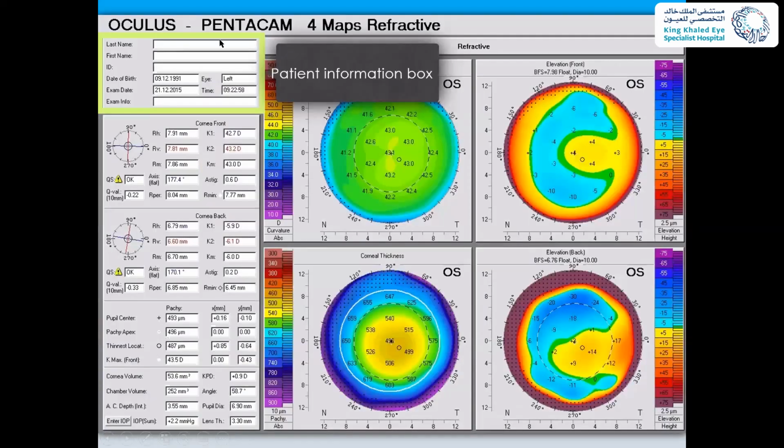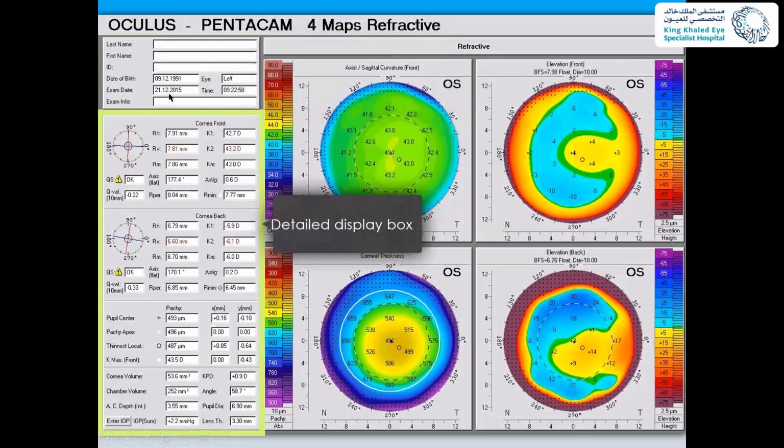So this is the patient details information box: which eye we're talking about, date of birth, and the date of the examination, which is very important. And this is where we usually look at K1, K2, Kmax, pachymetry, and the deviation.